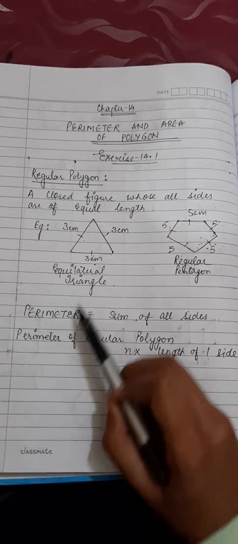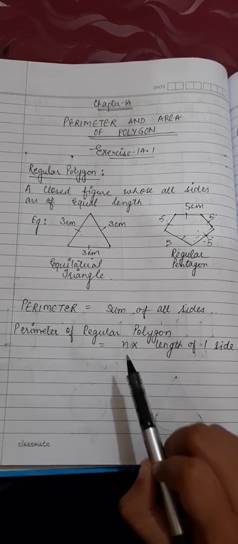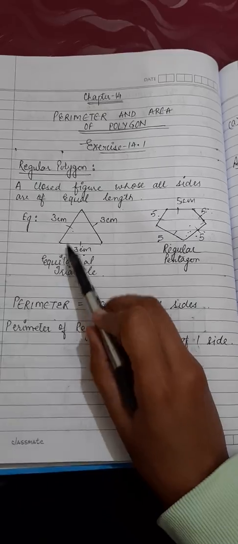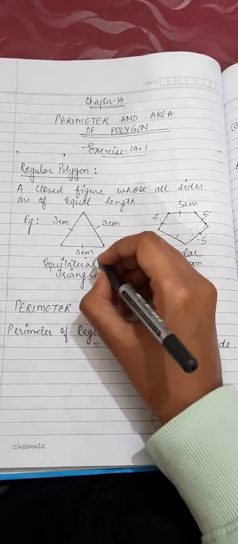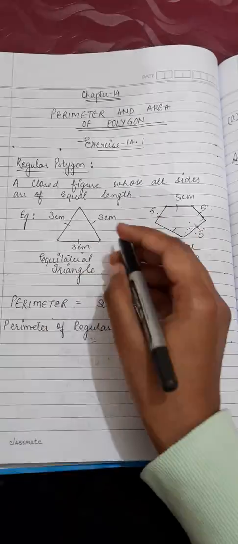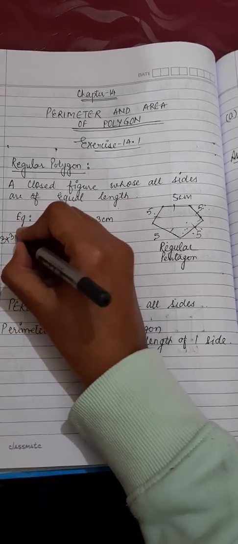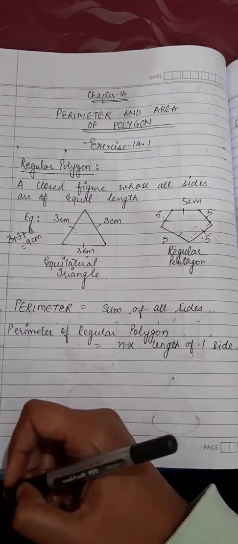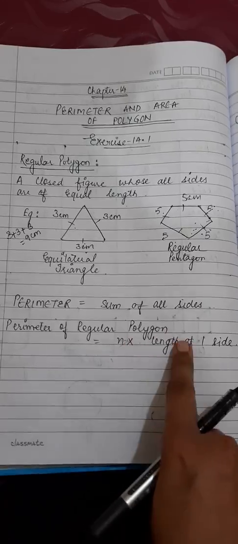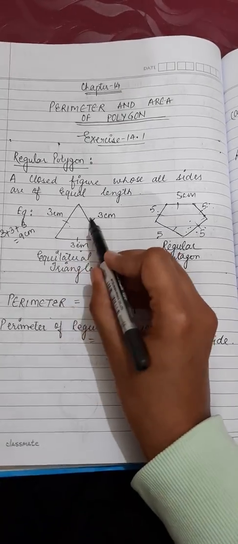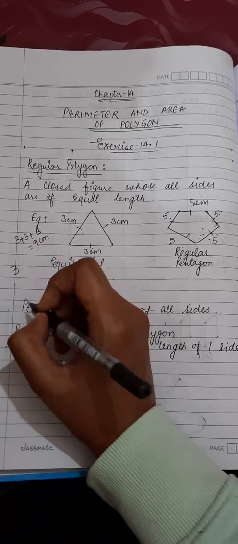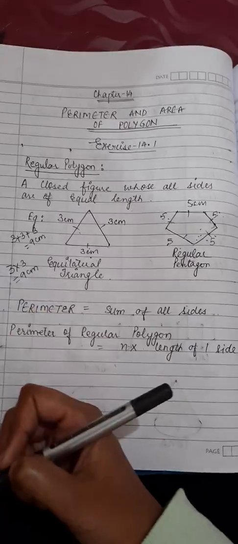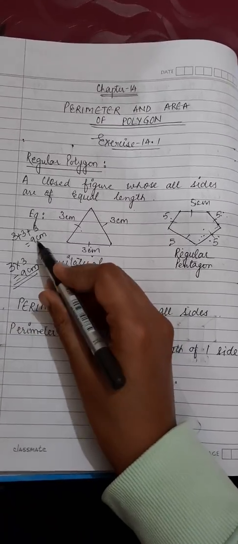Now, for the perimeter of the regular polygon, I can say n into length of one side. N means the number of sides. How many number of sides are there? 3. Let us apply this formula here. See, you have been knowing that perimeter is the sum of all sides. That is 3 plus 3 plus 3, which is equal to 9 centimeters. And I am saying that if you are going to apply this formula, n into length of one side. What is n? N means the number of sides. How many number of sides are there? 3. What is the length of one side? 3. That is also equal to 9 centimeters. Okay, so if you apply the formula, you will be getting the same answer.